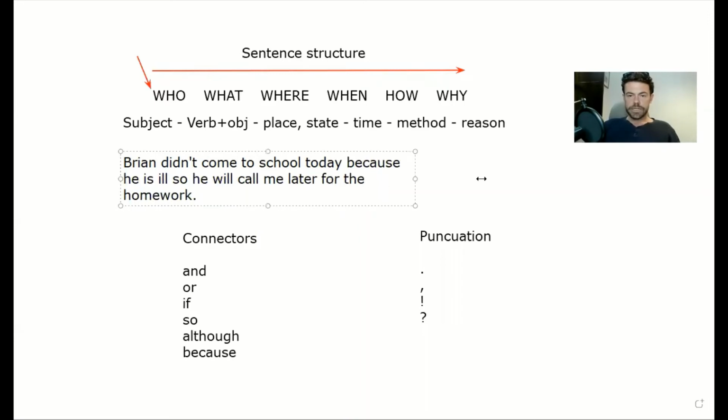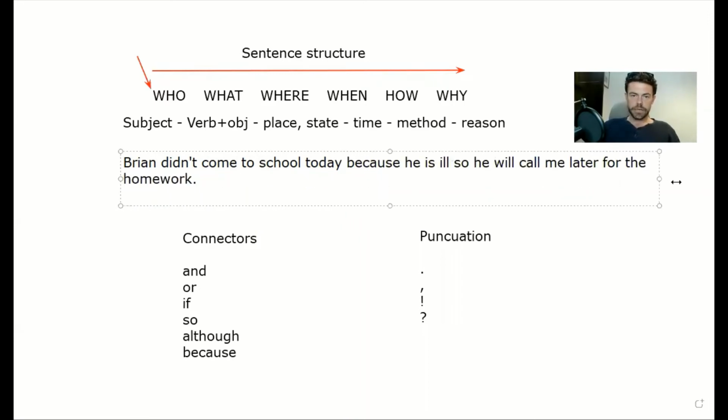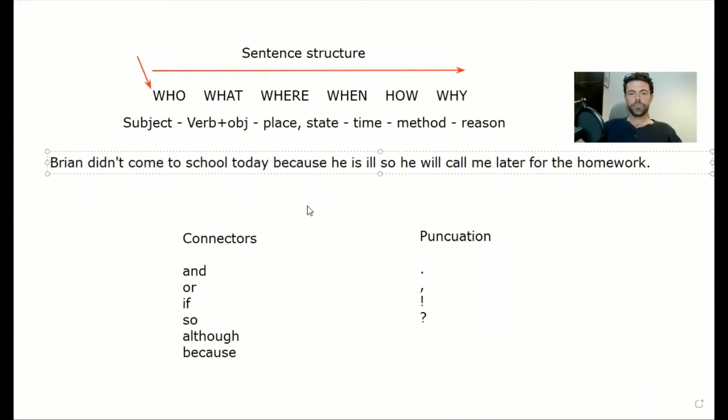So let's look at this sentence in its entirety. All right, let's try to move this over here a little bit. There we go. So: Brian didn't come to school today because he is ill, so he will call me later for the homework. Now take a look at this sentence and try to figure out how many sentences I have here. If you answered 3, that is a correct answer.